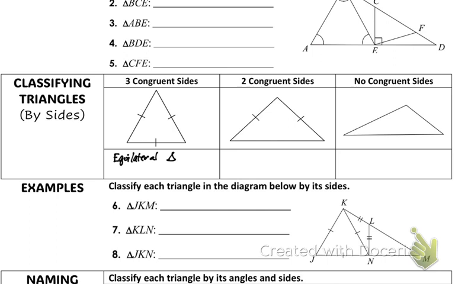Now reach back in the day. Maybe this is pre-algebra. Does anyone remember what it's called if two of the sides are congruent? They failed you. It is called an isosceles triangle. Now, these aren't as nice as acute, obtuse, and right. We have to memorize these words. So isosceles.